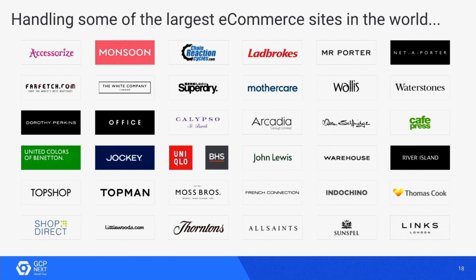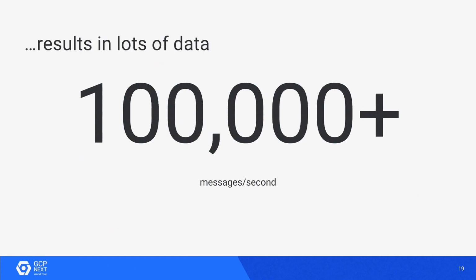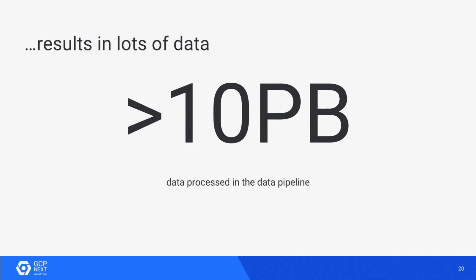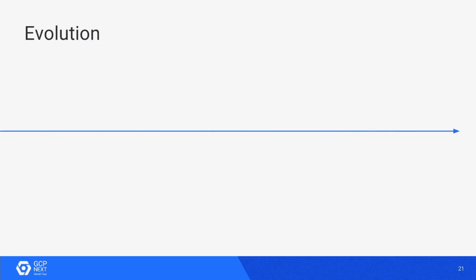And this actually all adds up to a whole lot of data. So at peak, on an average day, I took this number from a couple of days ago, we were doing about 100,000 messages a second through our pipeline and processing it. So we're dealing with tens of petabytes flowing through each step of our system on any given day. So how do we get here, and how do we end up using Google Cloud Platform?